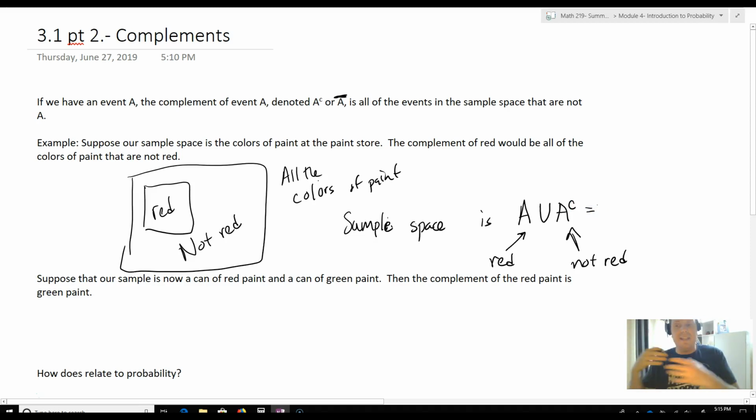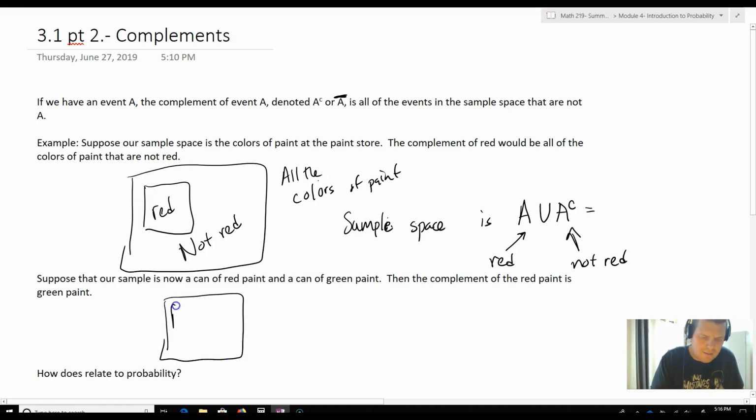Now, let's take a different example and see how changing our sample space actually changes what's in the complement. So suppose that our sample space is now a can of red paint and a can of green paint. Then the complement of the red paint is just the green paint. So now we've got red paint, and what not red is, is specifically green.